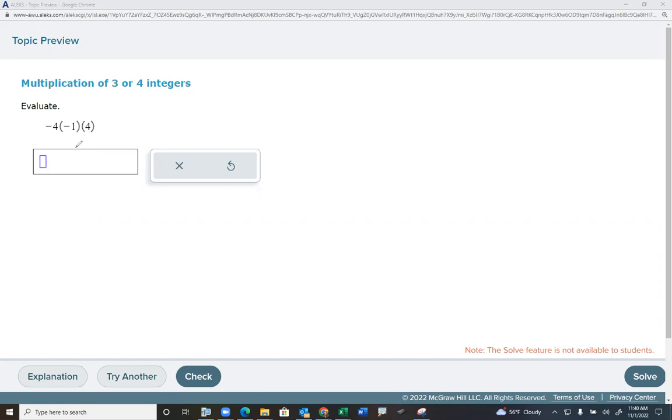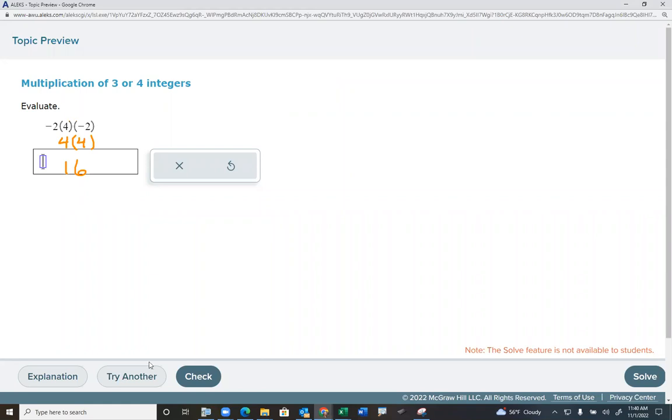So, like we did with the addition and subtraction, we do it from left to right. Okay, so on the left, we've got negative 4 times negative 1. Signs are the same, so that's positive. Then we do 4 times 4. That's 16. You're welcome.